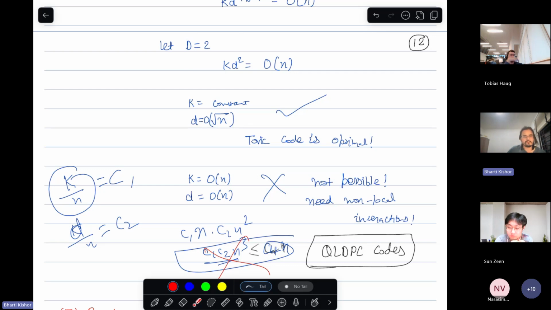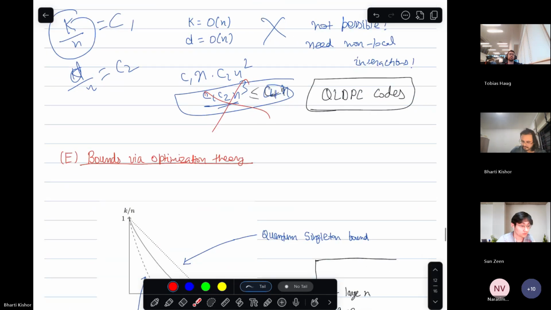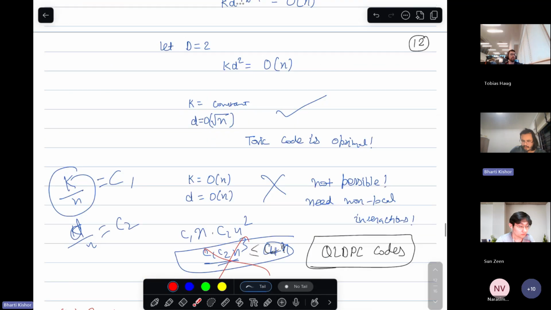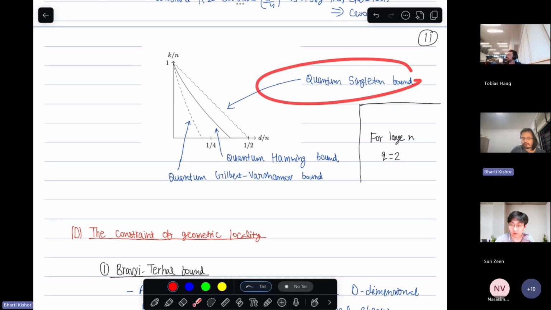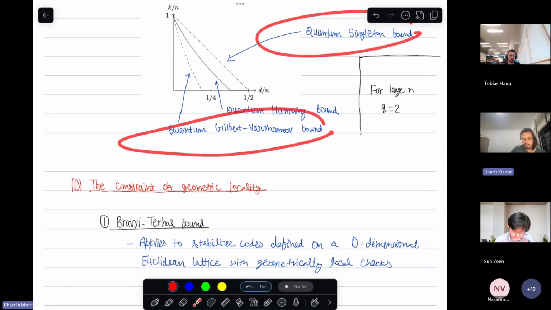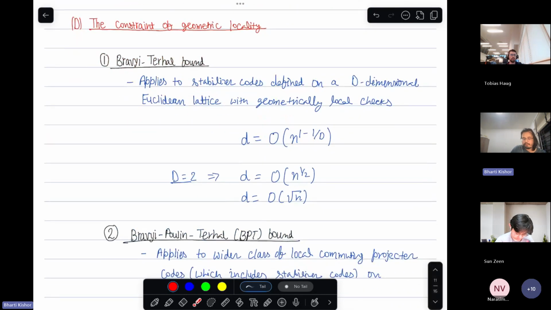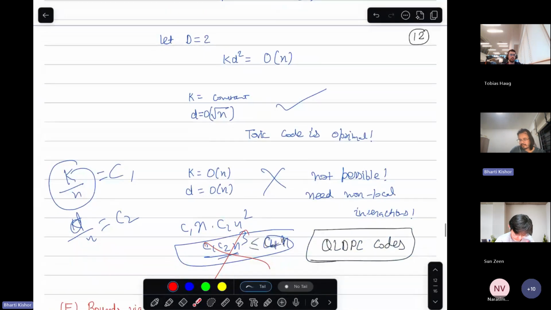So this motivates us to look for some of the interesting constructions, which I will discuss in the next session. So I hope you can appreciate, we talked about three bounds: two upper bounds, the Singleton bound and Hamming bound, and one lower bound, which was the Gilbert Varshamov bound. And then there is a bound coming from geometric locality, and that basically rules out good codes which are allowed by the Gilbert Varshamov bound. And hence we had to go beyond. We need non-local interactions.